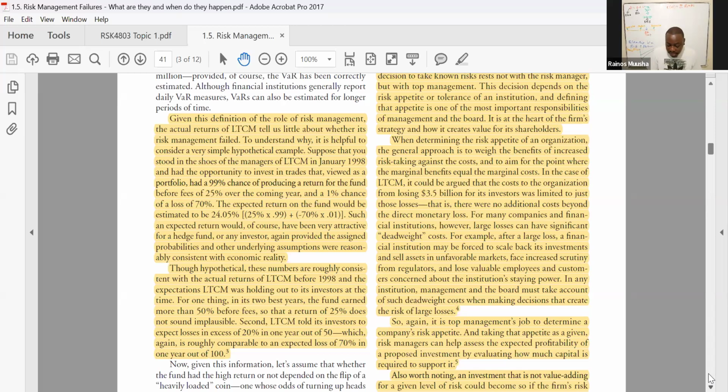For one thing, in its two best years, the fund earned more than 50% before fees, so a return of 25% does not sound implausible. And second, LTCM told its investors to expect losses in excess of 20% in 1 year out of 50, which again is roughly comparable to a loss of 70% in 1 year out of 100.